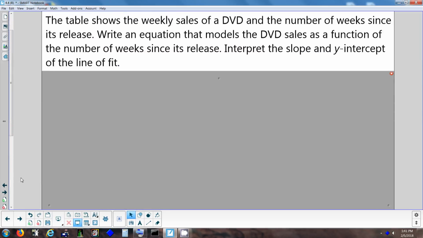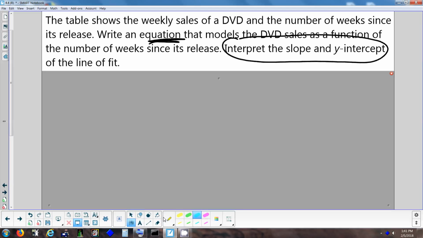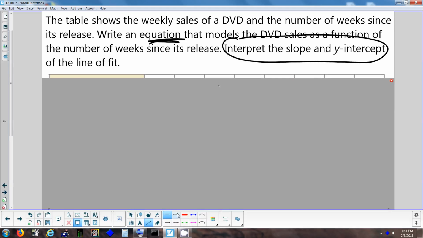What equation do you think we're going to use when it says write an equation and then interpret the slope and Y-intercept? What equation do you think we'll use, Valerie? Y equals mx plus b. Again, I know it's not in your notes, but it's showing up again. Y equals mx plus b.